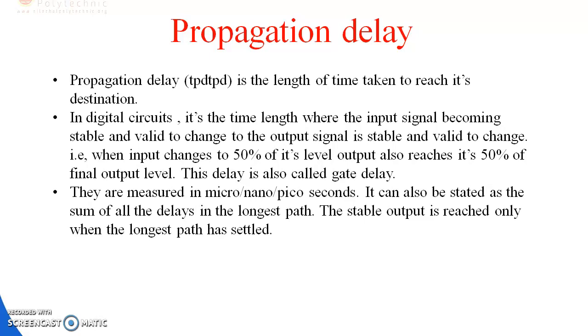It can also be stated as the sum of all the delays in the longest path. The stable output is reached only when the longest path has settled. So, a pulse through a gate takes a certain amount of time to propagate from input to output. This interval of time is known as the propagation delay of a gate.